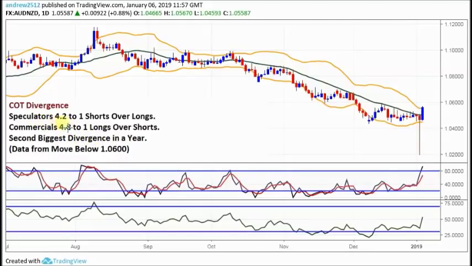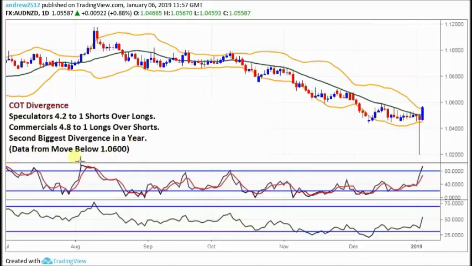Now you can see here, speculators 4.2 to 1 in terms of their short positions over their longs, so very bearish. Commercials 4.8 to 1 longs over shorts, so very bullish. Second biggest divergence in a year. And on the last divergence, or the biggest divergence, it broke heavily in favour of the commercials, or price action did. I'm expecting the same again.